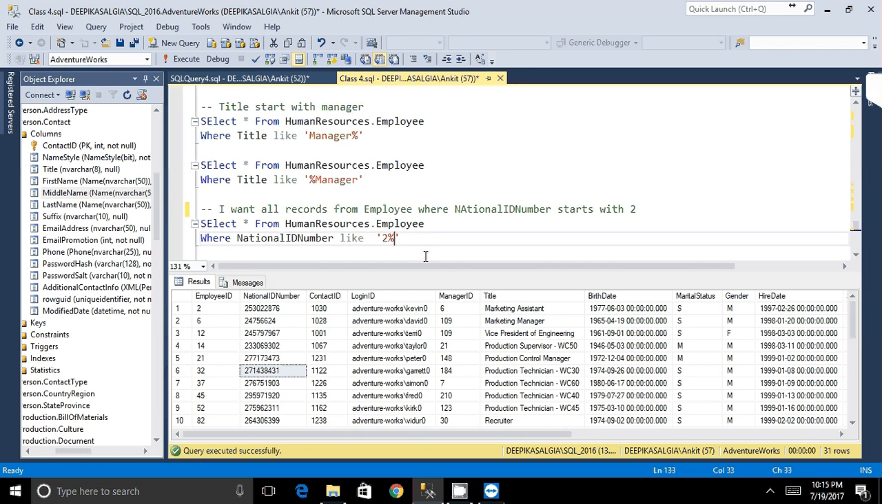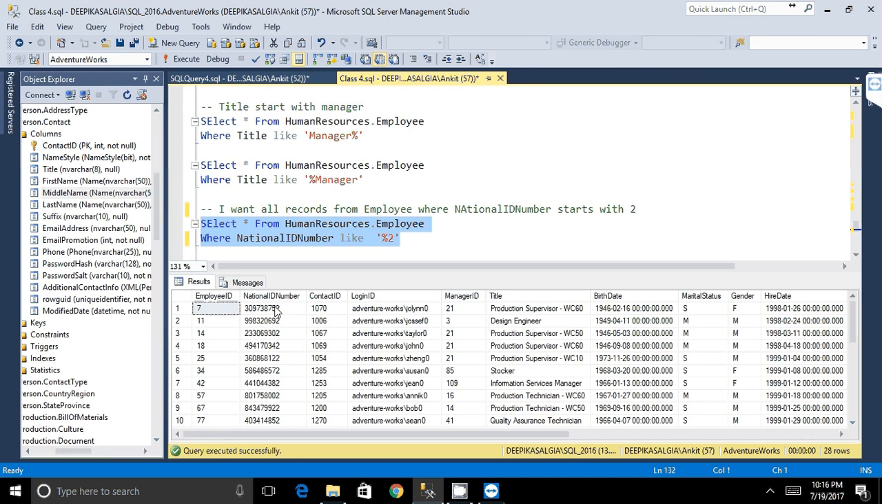Let's do this. Can you tell me what would it do? If you put the percent in front, you take it out from the back or no? So now what would it do? Think about it. When you put the percent in front, it means the national ID number has to end with 2. That's the difference. Before, it was starting with 2. If you put it in the front, then it has to end with 2. So you're going to get all the national ID numbers that end with 2.